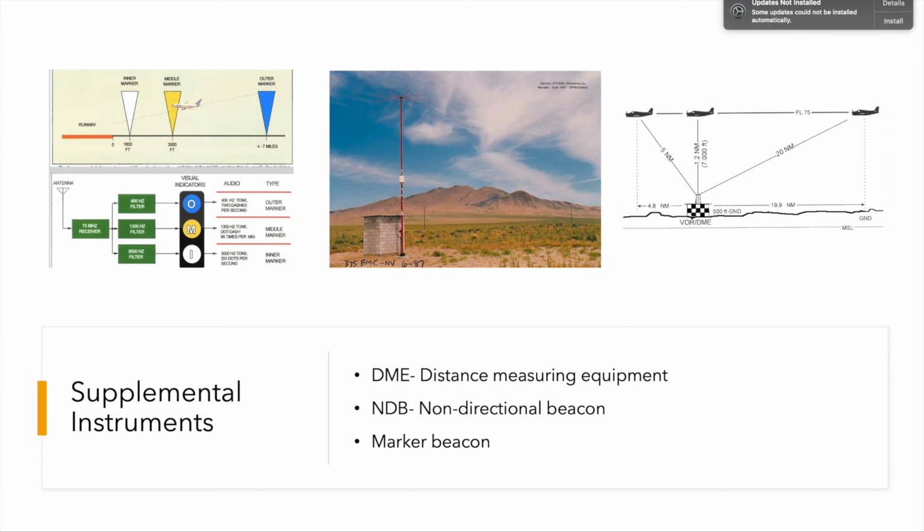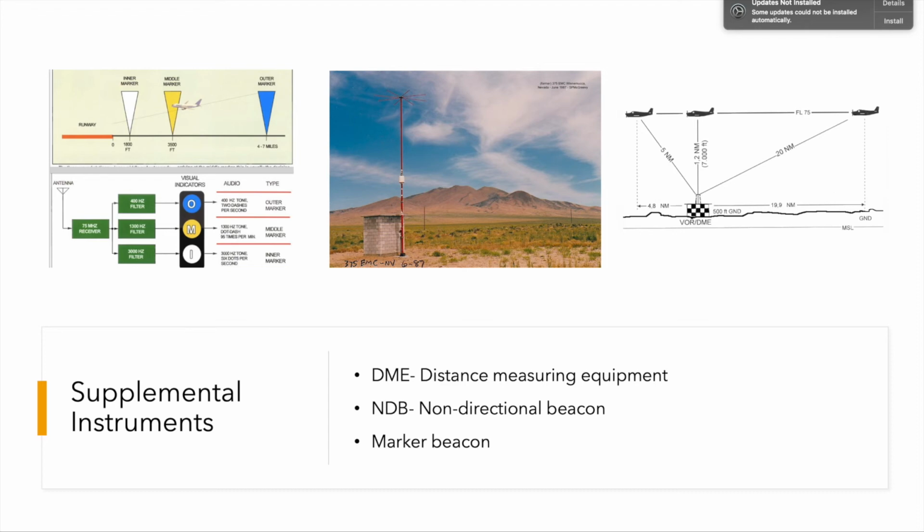Next is a non-directional beacon. Those are their own type of radio navigation. However, they can be used in coordination with ILSs to give you different locations on the approach. And then all the way to the left are the marker beacons, which also give you a location down the localizer. So there's the outer, which is blue.